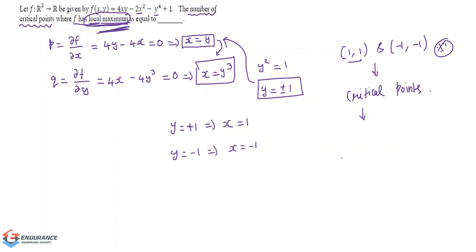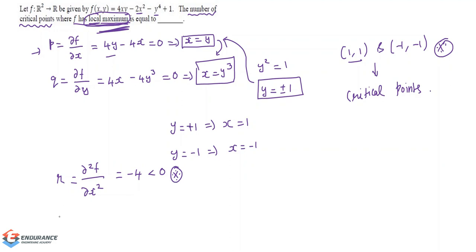How to find out local maximum? For that, I need to proceed by finding out r first. What is r? R is nothing but dou square f by dou x square. That is, I need to differentiate p once again with x. If I do that, 4y will become 0. This will become minus 4, which is less than 0. An important point. Why? We already know that. I will say at the end.